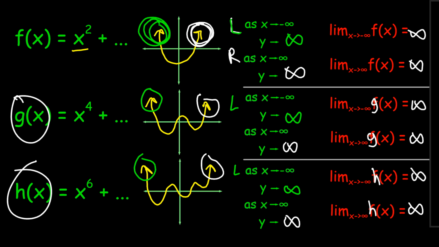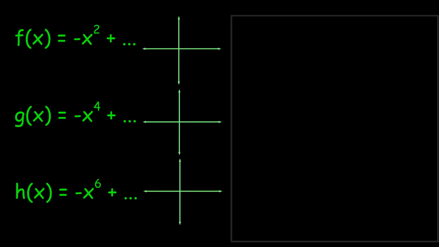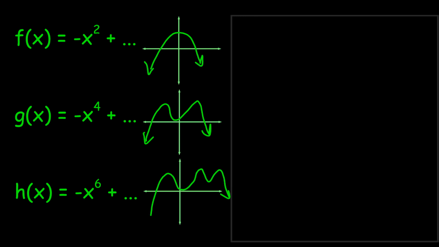Now, you guessed it probably. What if that number out in front is negative? Well, it's just going to flip everything upside down. And so this graph is going to look like so. We're going to have an M instead of a W. We're going to have something like that.